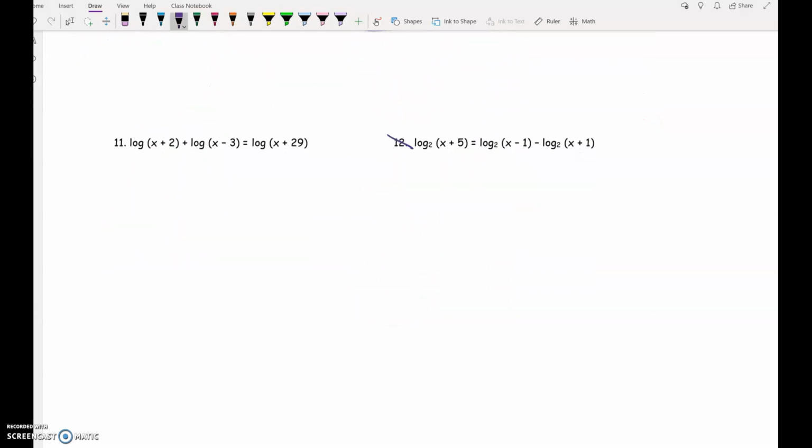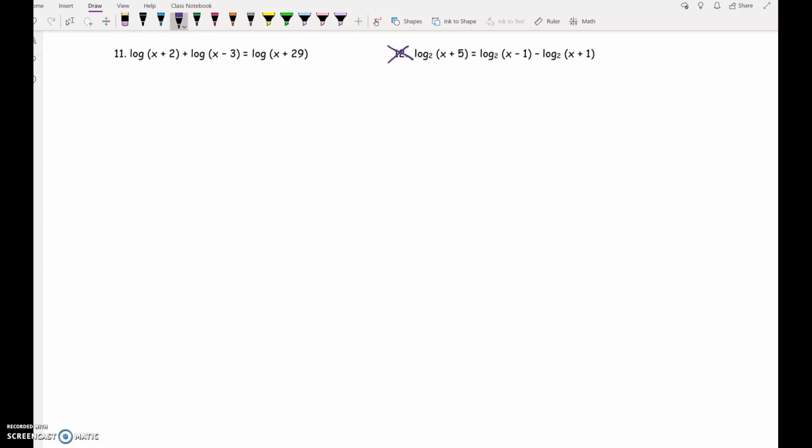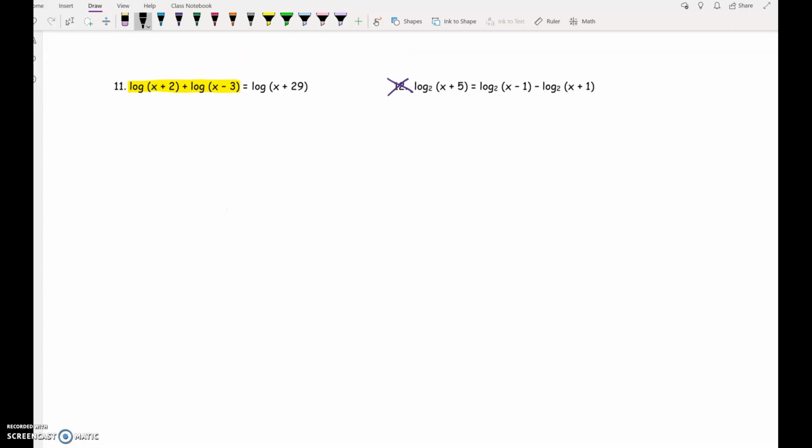Okay, I'm going to go through just one of these with you. I don't think there's any like this on your assignment, but it does lead us into what we're going to be doing eventually. So it is worthwhile. There are logs on both sides, but do you see how there are 2 logs on the left side? When there are 2 logs on the left side, you need to remember your rules and you need to condense. So addition between the logs means multiplication inside the logs. So it's x plus 2 times x minus 3 equals the log of x plus 29.